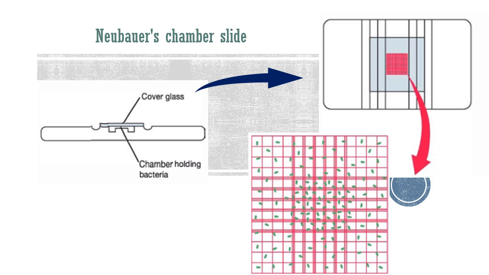So, with the help of these counted cells, we can easily calculate from this number how many organisms are present in our sample.